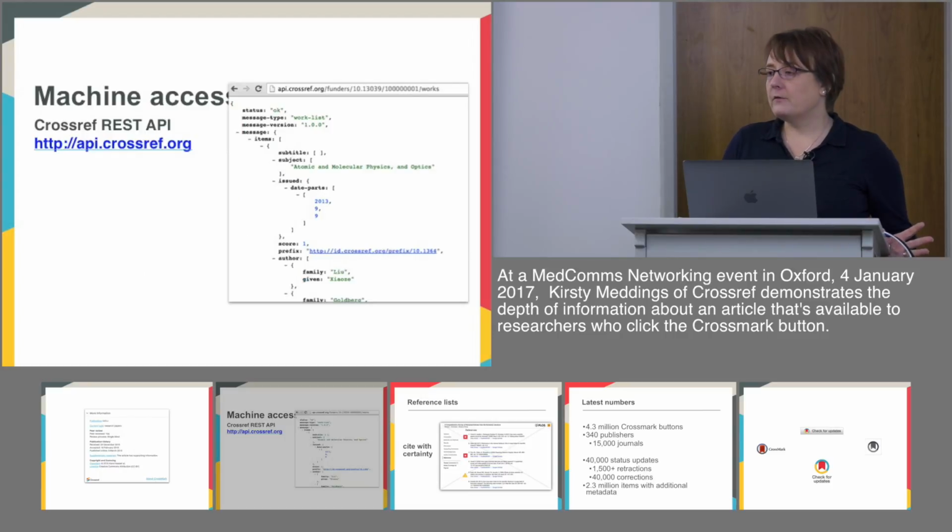It's a really important part of Crossmark, and in fact of everything that Crossref does, that all of the metadata is available in a machine-readable format through our REST API, which is available at this address here. So anyone can access the API, there's no need to register, you can just come along and query it for any of the metadata that we have from publishers.